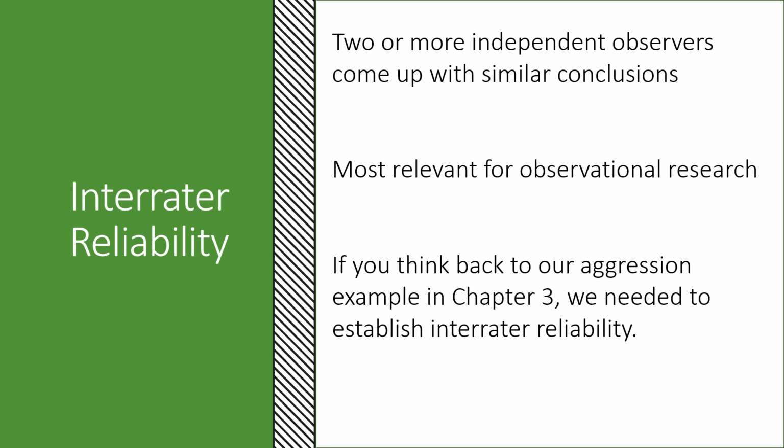This is really important for any observational research study, because if you just use one person, that person's take would be inherently biased, because that just happens when you're one person. So you do need multiple people, and that's how you can show reliability with this kind of measure. If you think back to an example we talked about in chapter 3, we talked about identifying aggression.